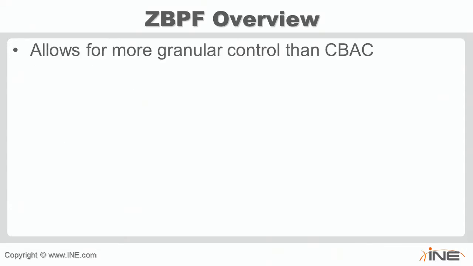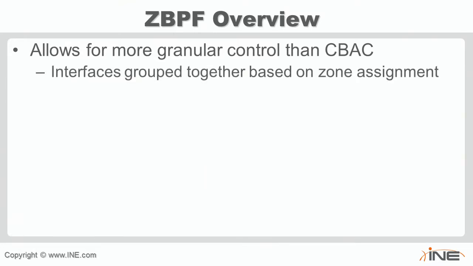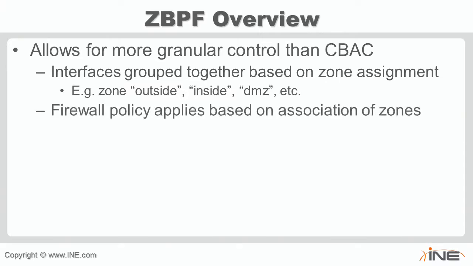Now, the main advantage of using the zone firewall over the CBAC is that it's going to give us some more granular controls over how the inspections actually occur between the interfaces. And the first way that it does this is by grouping interfaces together based on what we call their zone assignment, where the zone is going to be something like the outside zone or the inside zone or the DMZ zone, where maybe we would put our public web servers or our public mail servers. Now, what is different between the CBAC and the zone-based policy firewall is that the firewall filtering is going to be applied based on an association of the zones, which is known as the zone pairing.